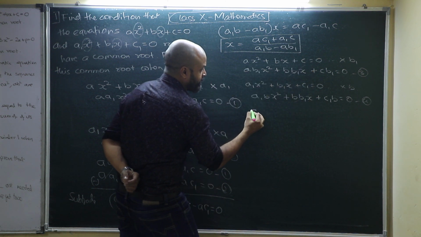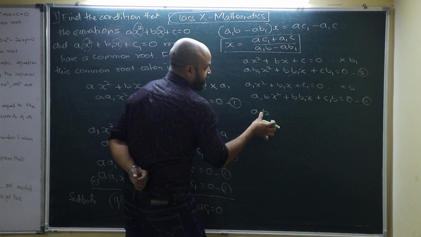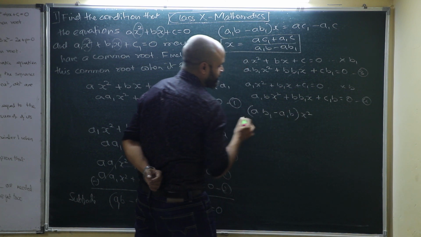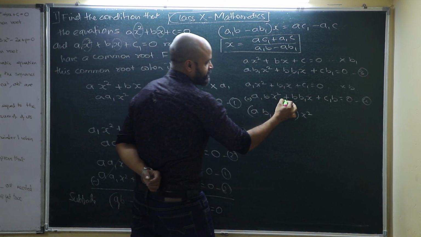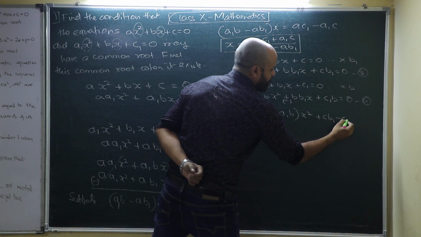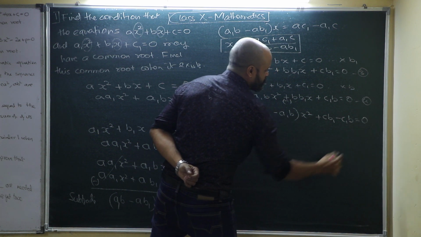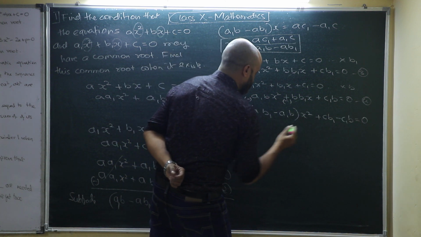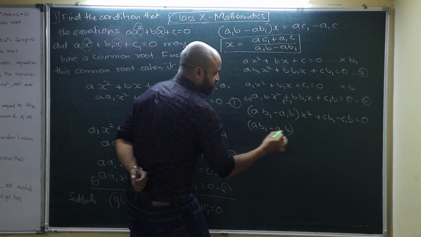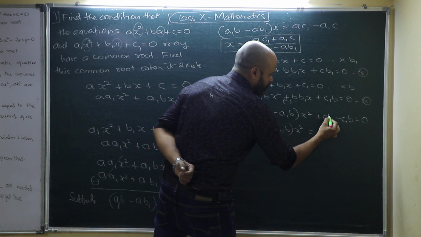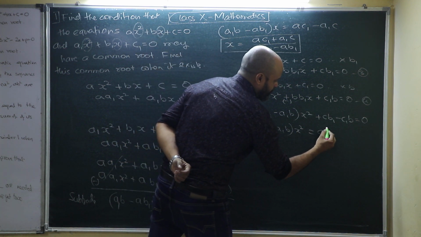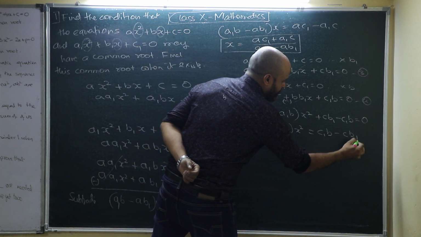So what do we have here? ab1 minus a1b, this would be x square. Since this is minus, this is already taken care of. What do we have here? cb1 minus c1b is equal to 0. Now we'll just transpose these terms. So we get (ab1 - a1b) x square is equal to, now when I transpose these terms, obviously their signs are going to change. So what we have here is c1b minus cb1.